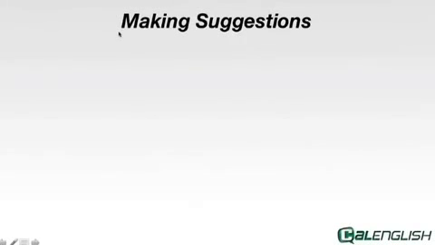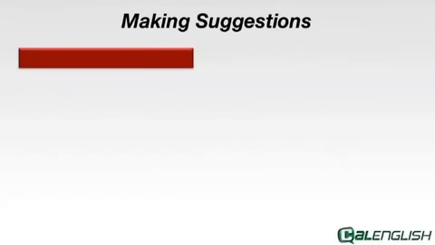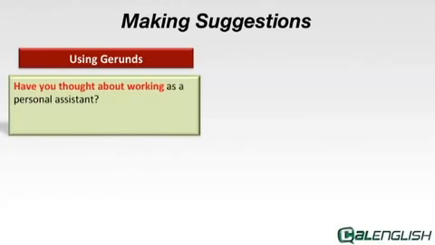In this lesson, we are going to talk about 4 different ways to make suggestions. One way can be through using gerunds. The examples here are: have you thought about working as a personal assistant? What about looking on the internet for a job? It is possible to use these beginning phrases: have you thought about, or what about, followed by a gerund, in this case, working or looking.